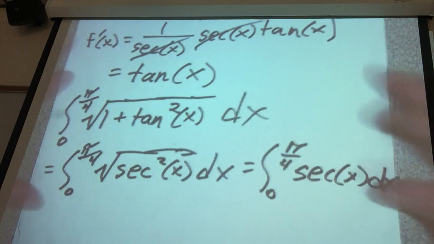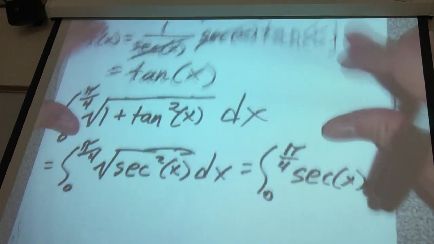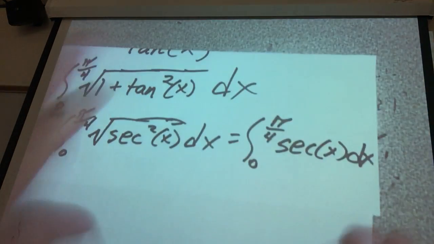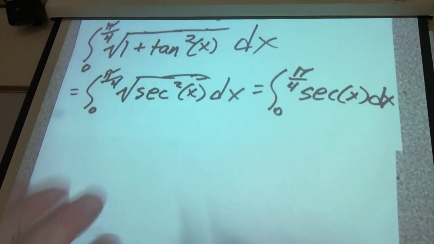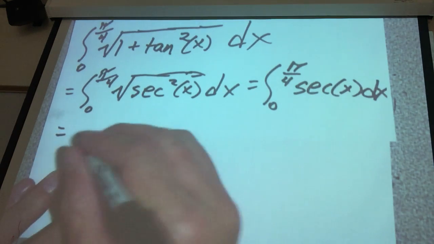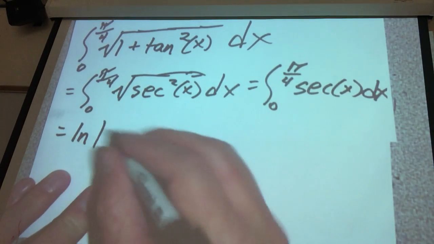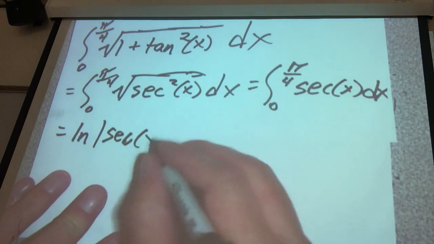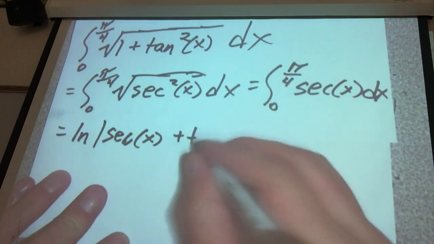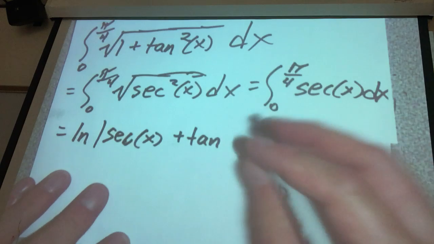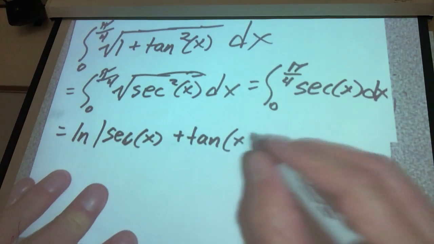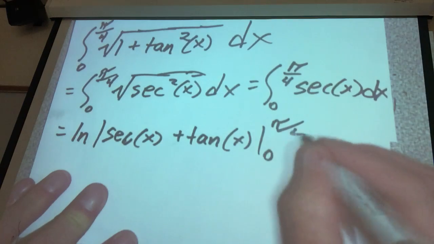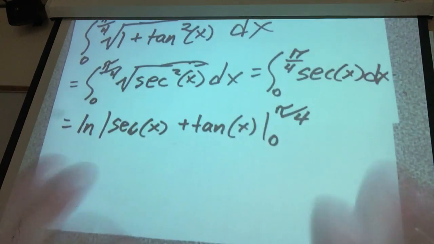Okay. Now we have to remember what the integral of secant is. And so that's going to become the natural log of secant of x plus tangent of x evaluated at 0 and at pi over 4.